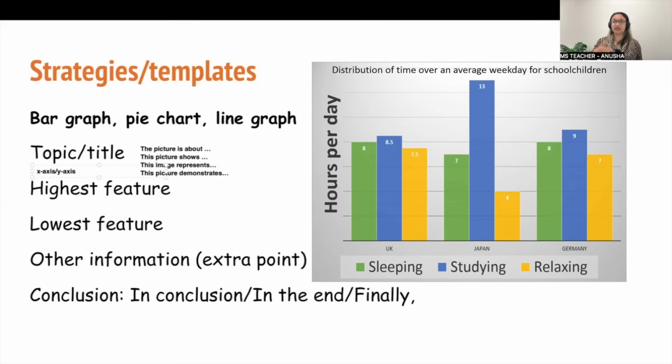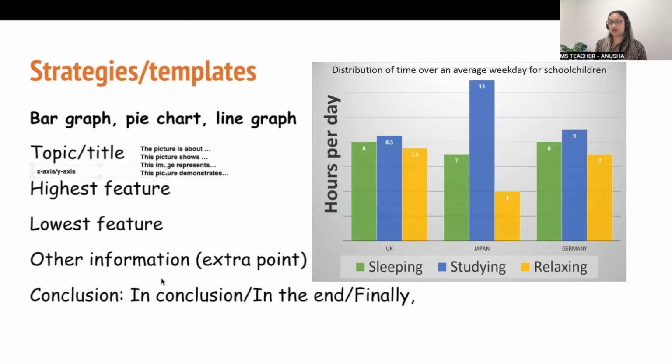Highest feature. What is the highest point? Must say this, okay? What is the highest point? The highest point is this. The highest year, the highest population, yeah, the highest element, the highest feature is, okay? The lowest feature is, the lowest element is, the lowest point is, the lowest temperature is, whatever is given in the picture. Dot, dot, dot, dot.